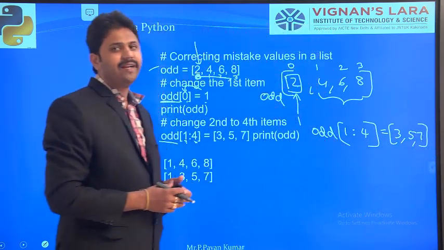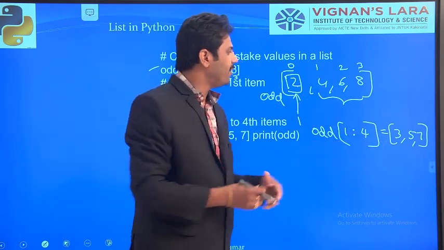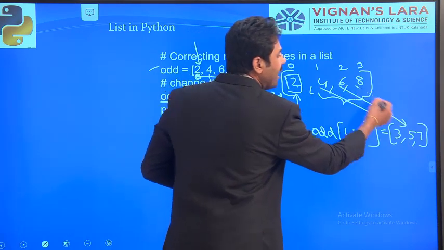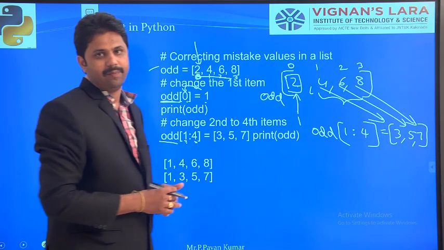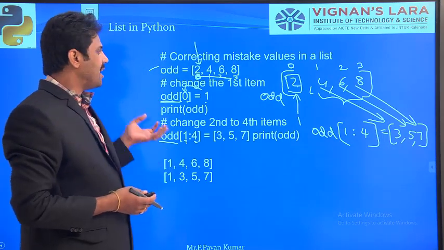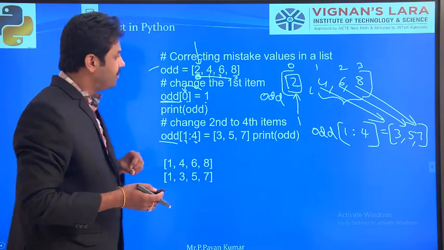If you write it like this, it changes the positions. 4 is replaced with 3, 6 is replaced with 5, 8 is replaced with 7. Values are changed like this. So this is the slicing operator used to change the values in the list.